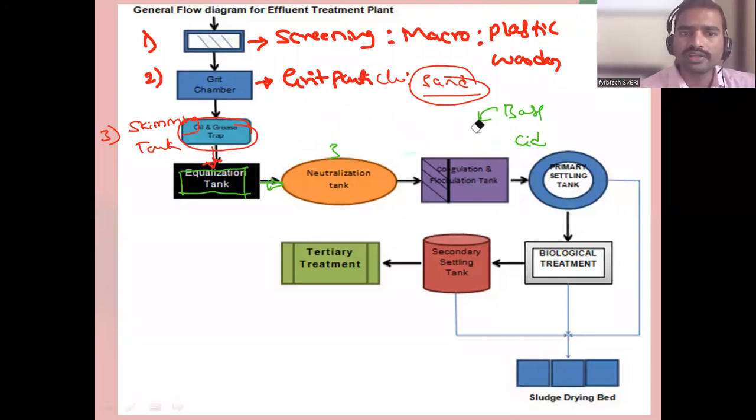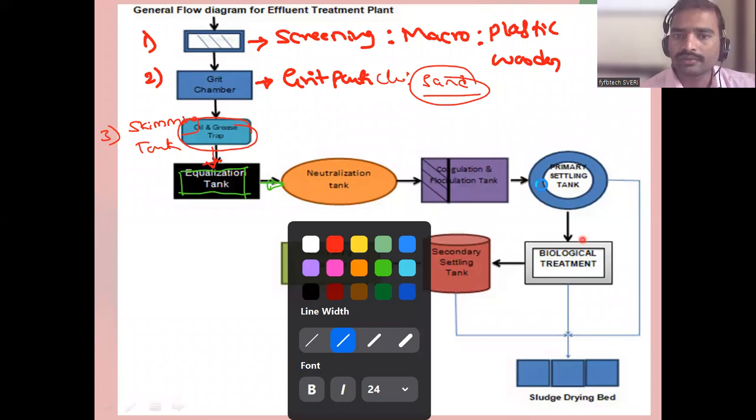Next, after the neutralization tank, where is it taken? It will be taken into a coagulation and flocculation tank. After coagulation, you will add the coagulants. Okay, you will do constant slow mixing of the wastewater. So what will form here? Flocs will form. After forming flocs, that will be taken into the primary settling tank.